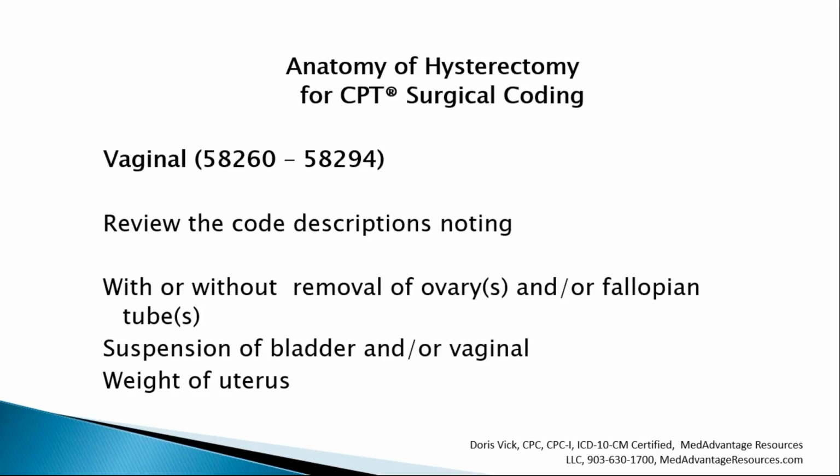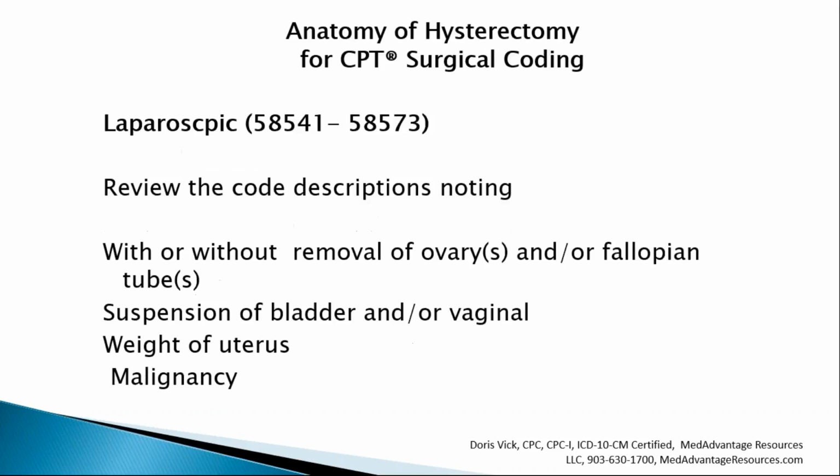Now take a look at the vaginal approach. Your code ranges for these are 58260 through 58294. Again, review the code descriptions, noting removal of the ovaries and fallopian tubes. You'll see the with or without for code selection. Also, procedures involving suspension of bladder or the vaginal area. In the vaginal approach for a hysterectomy, the weight of the uterus is extremely important in your appropriate code selection.